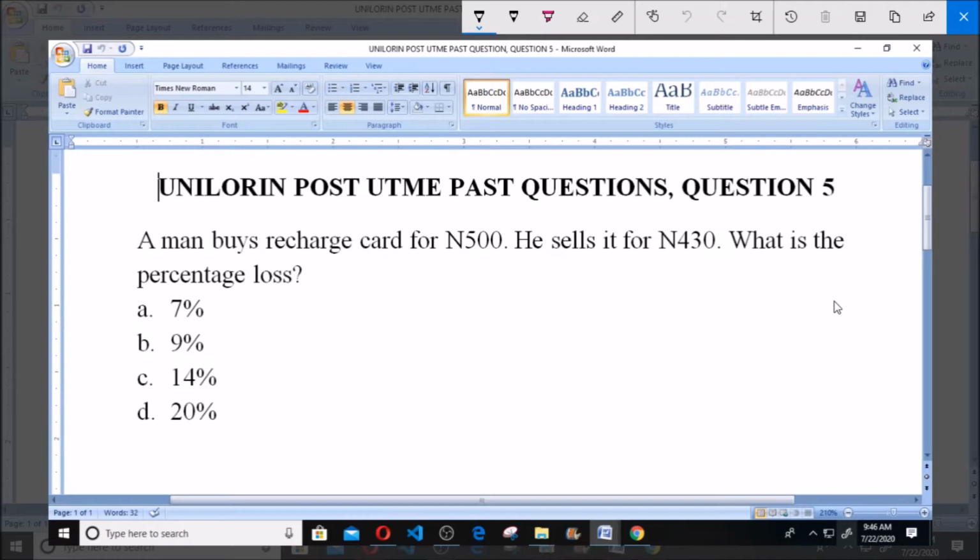Question 5. A man buys a recharge card for 500 naira. He sells it for 430 naira. What is the percentage loss?